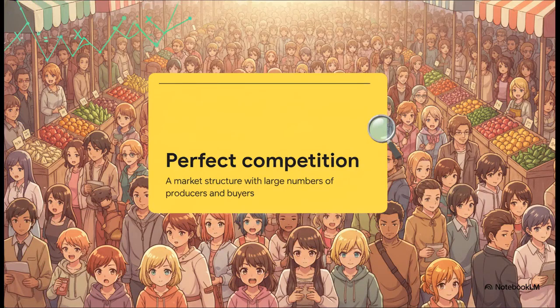Okay, it all begins with this core definition. Perfect competition is simply a market structure with large numbers of producers and buyers. I know, it sounds almost too simple, right? But this specific dynamic, having so many people involved that absolutely no single buyer or seller has any real power, is the vital building block for every single formula and concept we're about to cover.